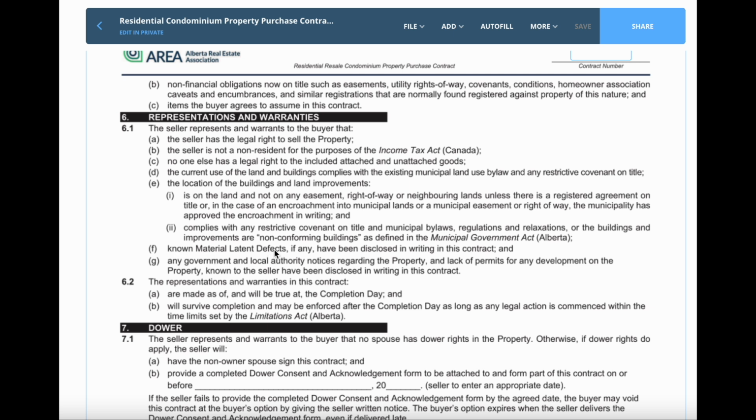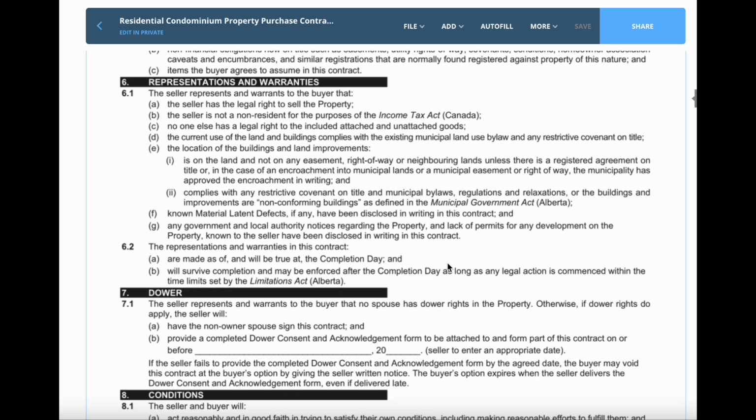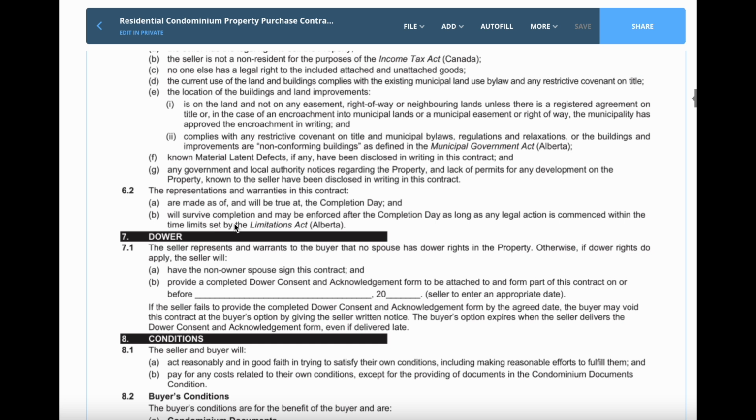So again, the defects and lack of permits, those have to be disclosed in writing again. The representations and warranties are made true by the completion date, of course, and survive the completion.